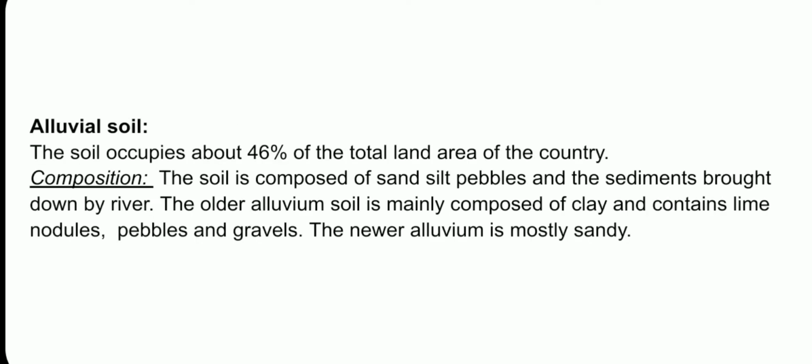Alluvial soil. The soil occupies about 46% of the total land area of the country. Composition. The soil is composed of sand, slate, pebbles and the sediments brought down by the river. The older alluvial soil is mainly composed of clay and contains lime nodules, pebbles, and gravels. The newer alluvial is mostly sandy.